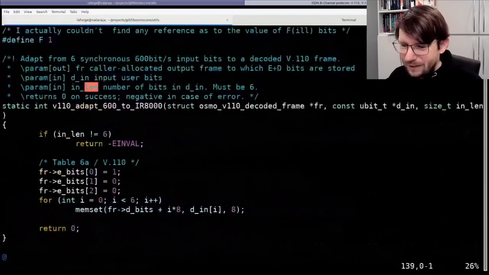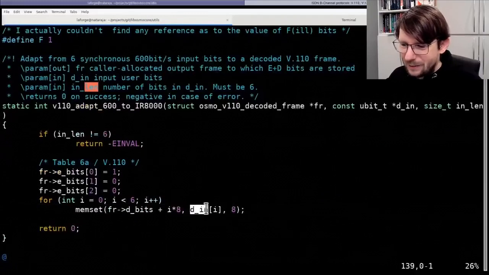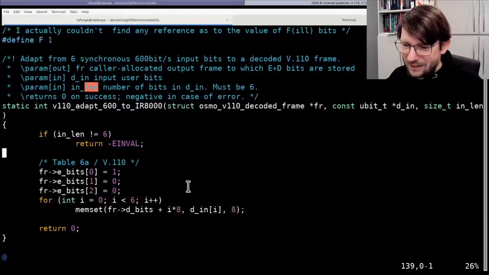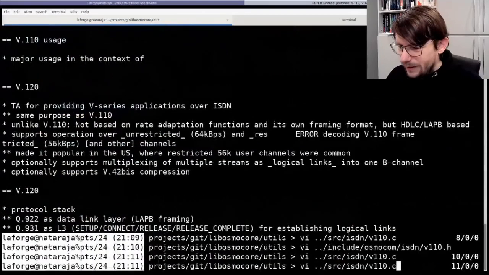So if you remember, there was one where the bit was always repeated 8 times, our 600 bit per second signal, where all the data bits get multiplied by 8, and this is the memset for that. So we basically set that bit 6 times in the D bit section and so on. So yeah, that's the code for that.